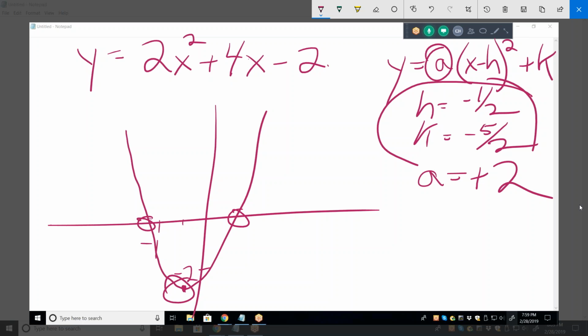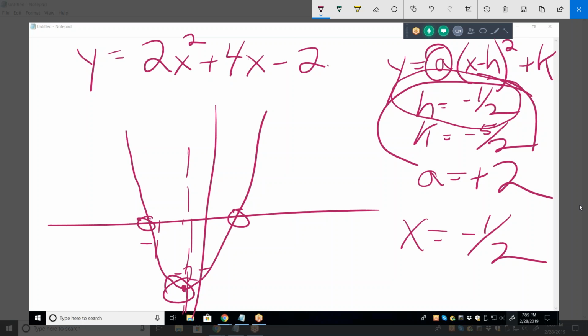So, the line of symmetry is always the vertical line that goes through the vertex. Well, the vertical line that goes through the vertex is x equals minus 1/2. That is the equation of that dotted line. Notice that the parabola is perfectly symmetrical about that dotted line. You with me? All right.